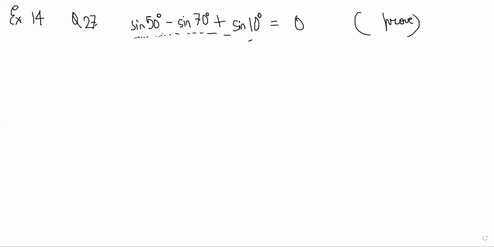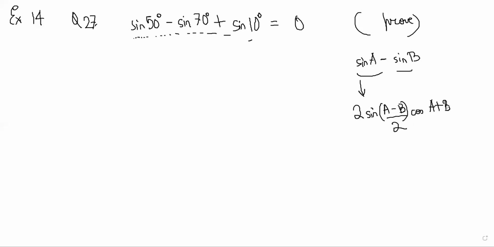Like the first two, sine 50 minus sine 70, and take it as sine A plus sine B. Why will you do sine A plus sine B? It is sine A minus sine B, yes. So what is the formula for sine A minus sine B? 2 sine A minus B by 2, cos A plus B by 2. Yes. Eventually, you will have to remember these, okay?